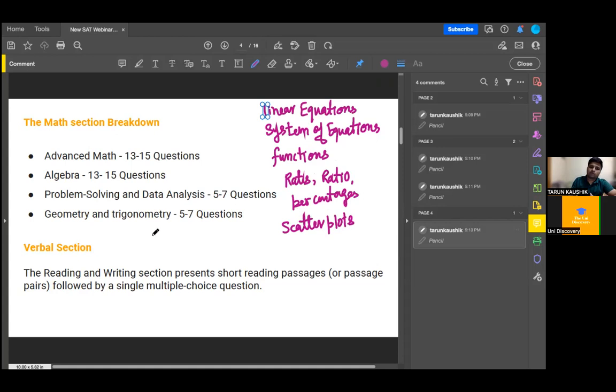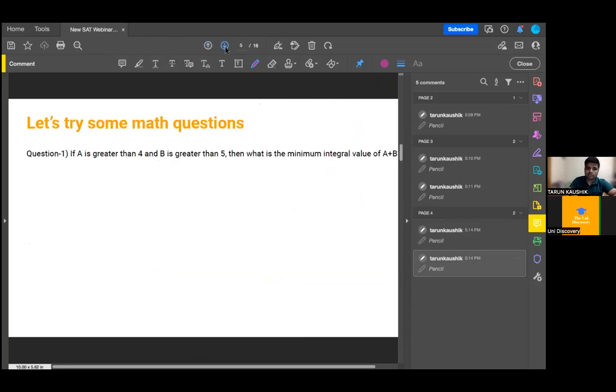Now in the verbal section, we know that the questions are based on the reading and writing section. It will contain short passages, either a single passage or a combination of two passages. But all the answers in the verbal section will be multiple choice questions. I hope this part is clear to everyone. Moving on to the next part.